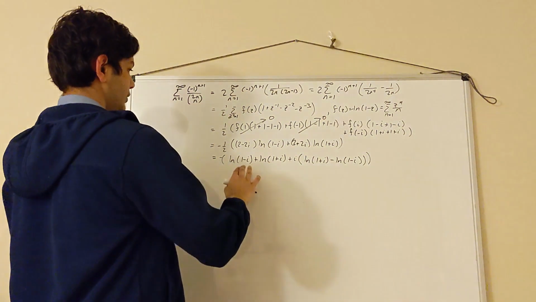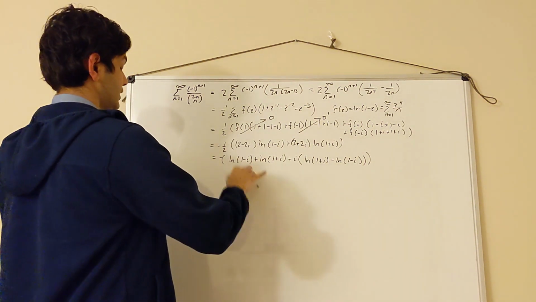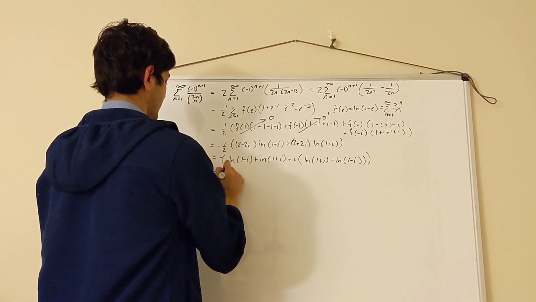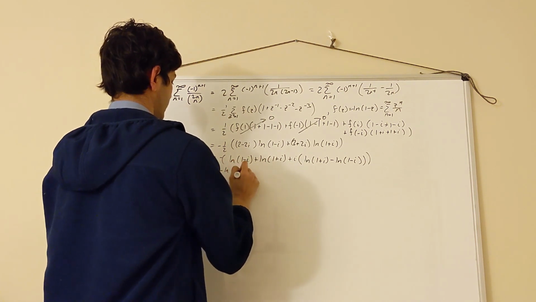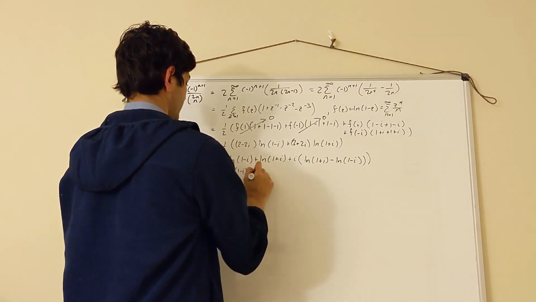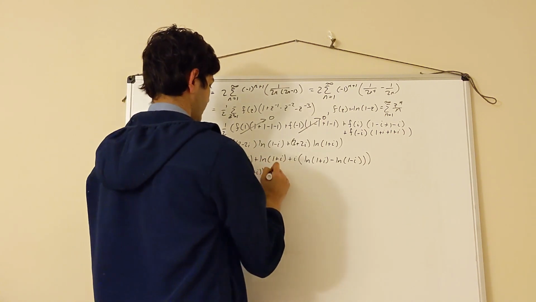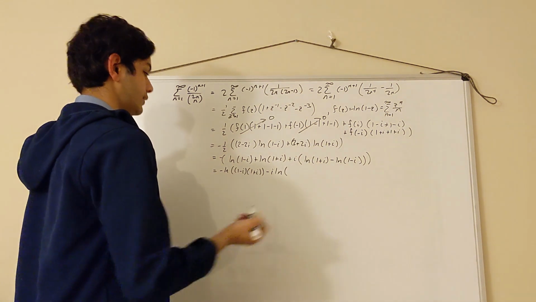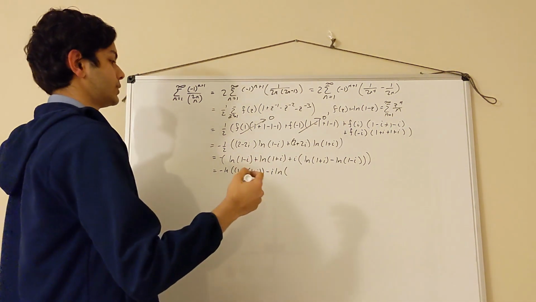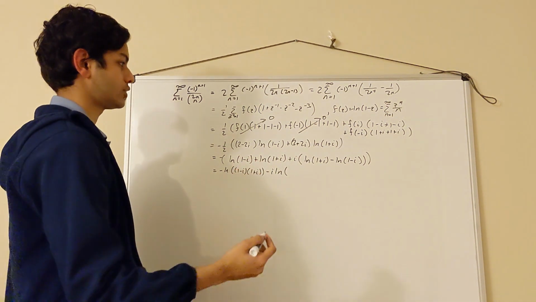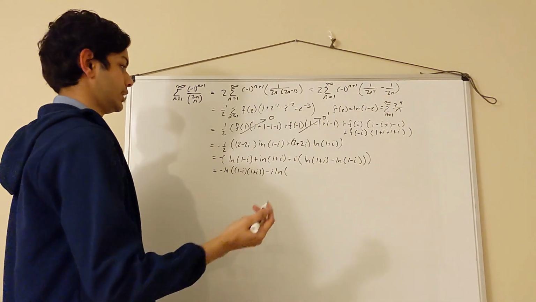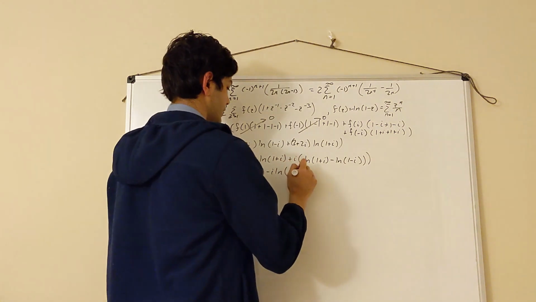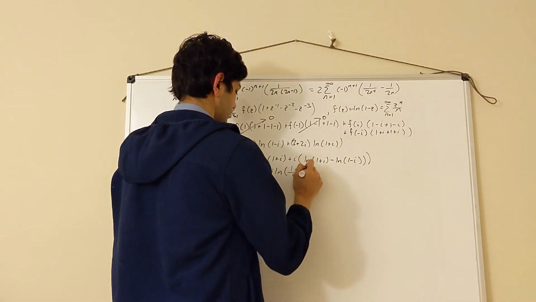Well, we can group these two together by using the fact that the sum of the natural logarithms is the natural log of the product of the things. So this will be negative natural log of (1 minus i) times (1 plus i). And then this will be minus i times the natural log of the difference of these two. And again, you can use the fact that the difference of the natural logarithms is the natural log of the quotient of what's on the inside, that is (1 plus i) over (1 minus i).